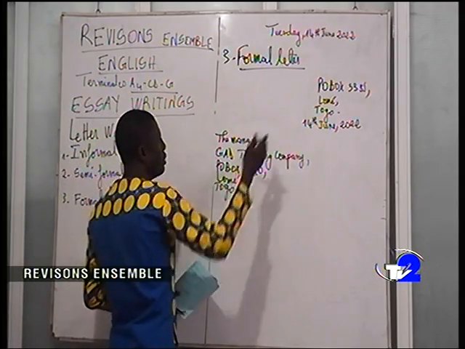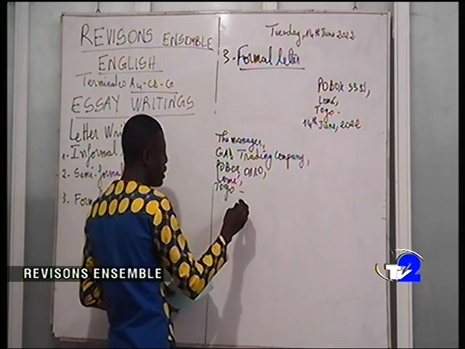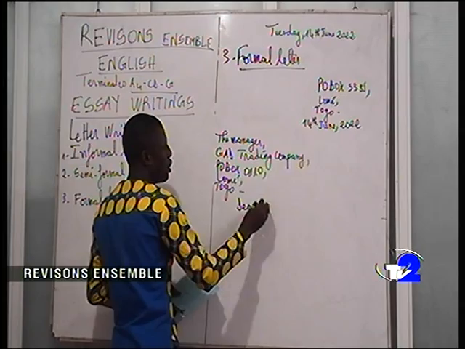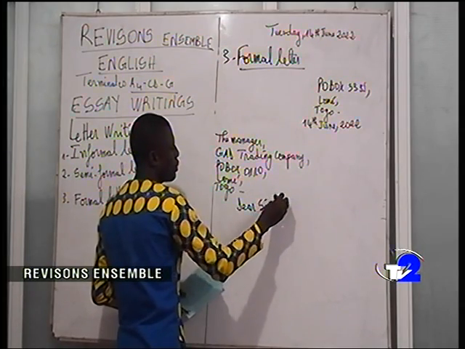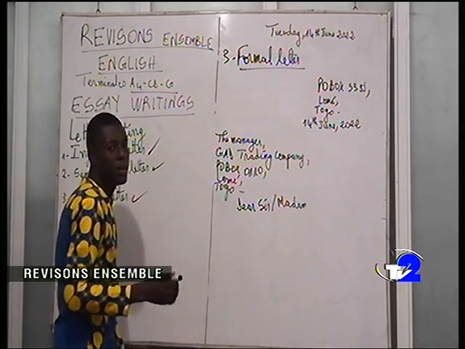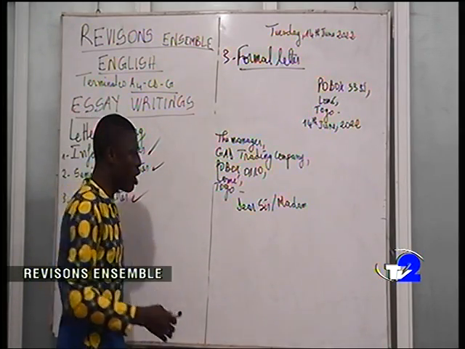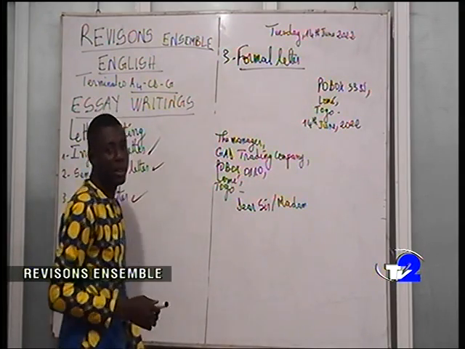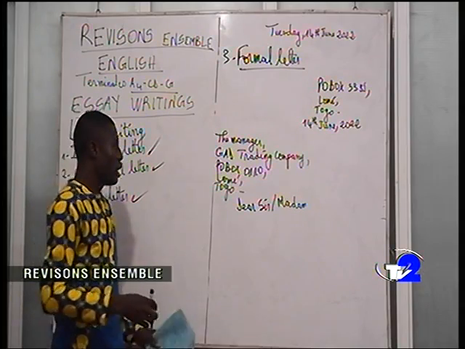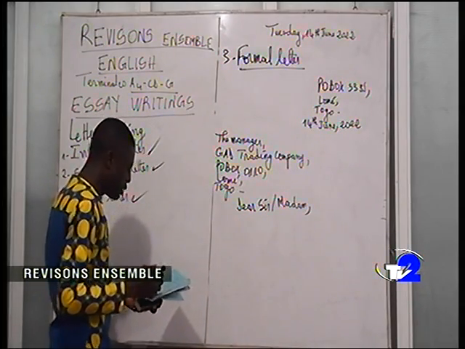Now after the two addresses, you write the salutation or the greeting. Here we say Dear Sir or Dear Madam. We say Dear Sir when we know that the director is a man, or Dear Madam when we know that the director is a woman, and you follow with a comma. Dear Sir or Dear Madam.